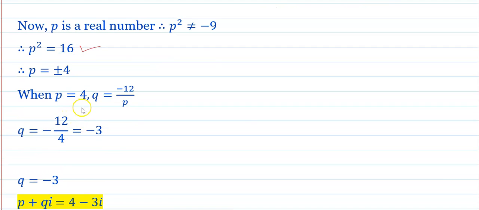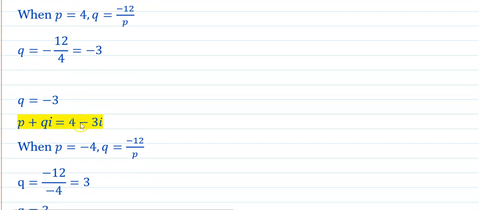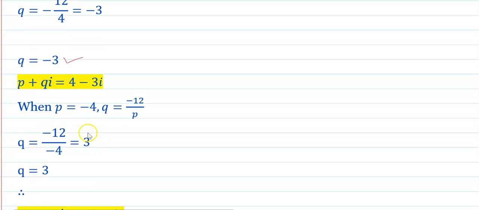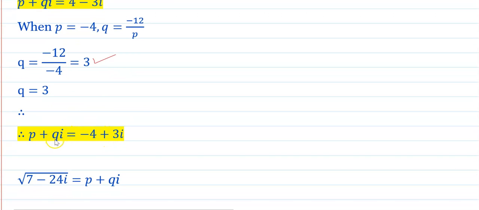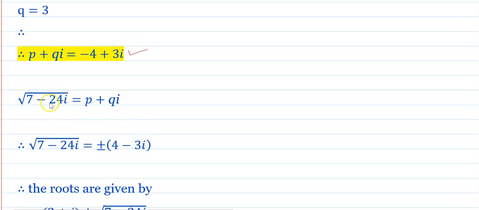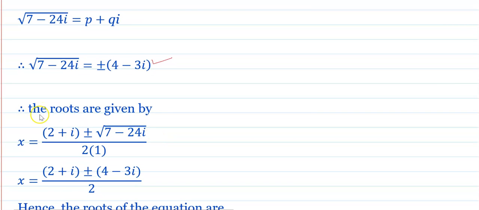When p is equal to 4, q is equal to minus 12 upon p. Substitute the value of p, 4, then you will get q equals minus 3. So p plus qi is 4 minus 3i. And when p is equal to minus 4, q is equal to plus 3, and hence p plus qi is minus 4 plus 3i. Hence the root of 7 minus 24i is plus or minus (4 minus 3i). The roots are given by x equals (2 plus i plus or minus root of 7 minus 24i) upon 2 into 1.